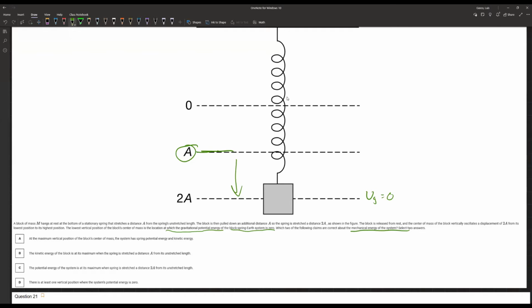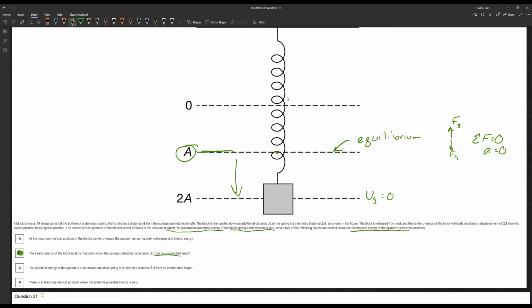But when we hang it vertically, this is the equilibrium point because the force from the spring is going to be balanced by the force due to gravity. So here, this is where the net force is 0, so the acceleration is 0. We're going to be accelerating until we get to that point in both directions. So B is one of our answer choices: the kinetic energy is at a maximum when the spring is stretched a distance A from its unstretched length.